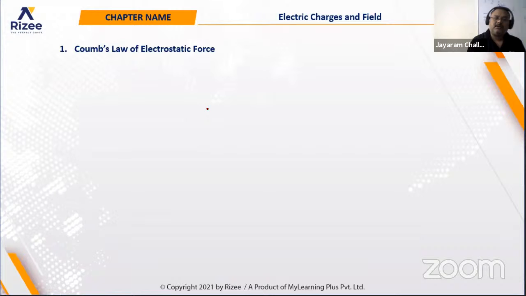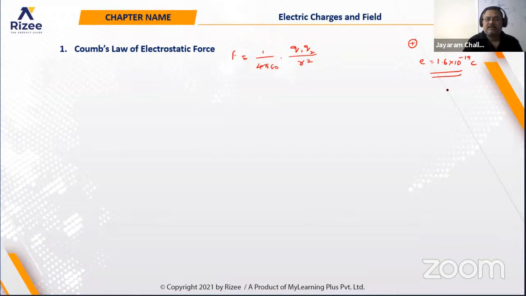Now, coming to Coulomb's law of electrostatic force, it's an empirical relationship, where F is the force between two charges. There will be two types of charges, obviously: one is a positive charge, another is a negative charge. The value of the charge e is equal to 1.6 into 10 to the power of minus 19 coulombs. So the force can be written as 1 by 4 pi epsilon naught into the product of the charges, Q1 into Q2, by the square of the distance of separation between the charges.